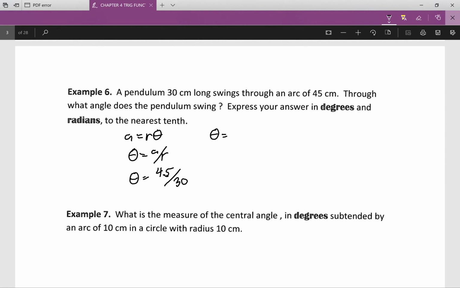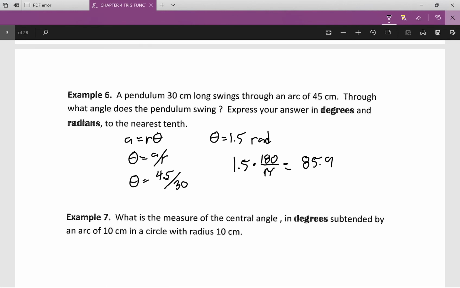So I get theta equals 1.5. Now we remember that is in radians. To convert that to degrees, I go 1.5 multiplied by 180 over pi. So 1.5 multiplied by 180 divided by pi gives me 85.9, and this would be the degrees.